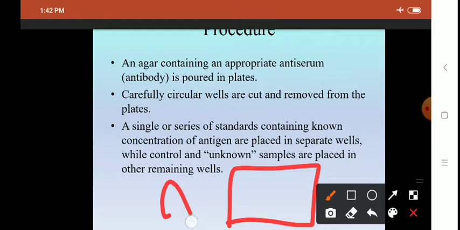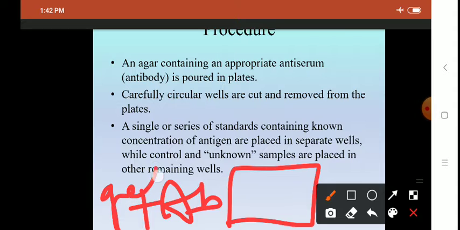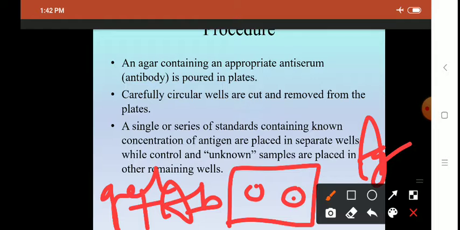Containing antibodies mixed with agarose gel. So, gel containing antibodies. And then you dig out wells. And in the wells, what do we place? In the wells, we place antigen. In the well. And incubate, you prepare a moist chamber.